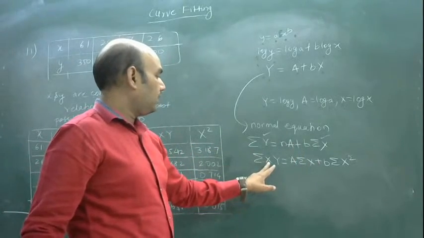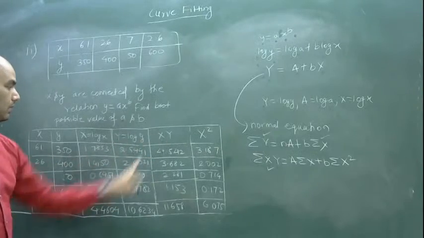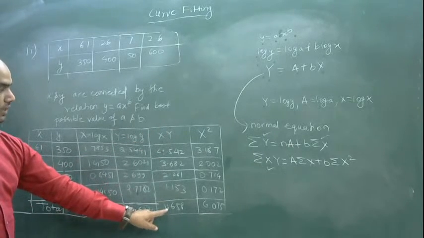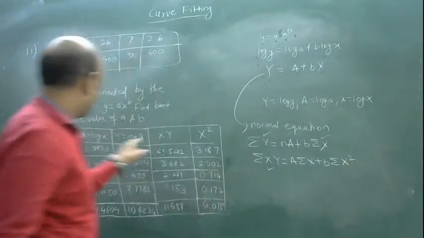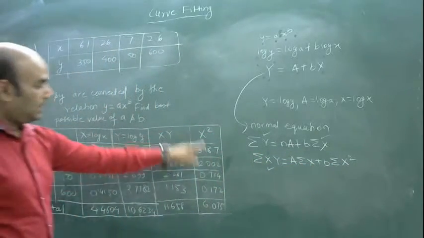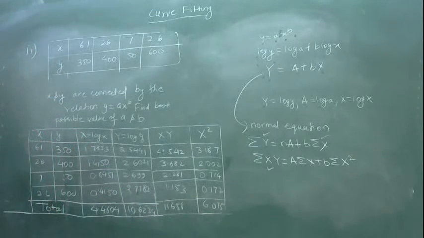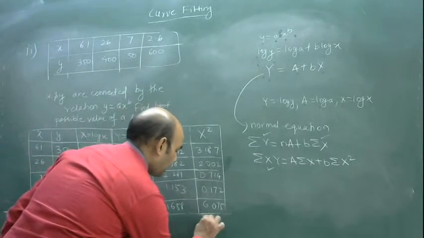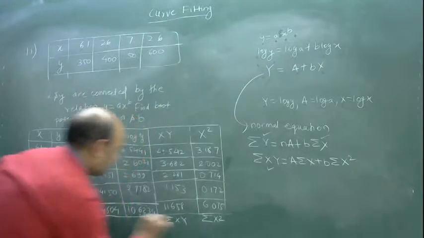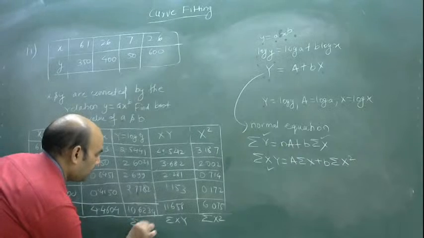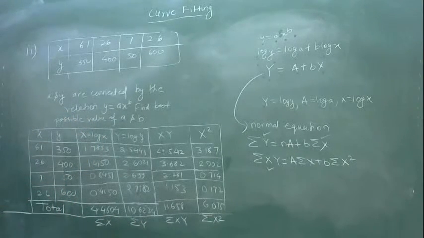Then we have to find XY, so we multiply capital X and capital Y, and this gives the respective values. Summation of XY is this much. Then the last term is summation X square, so we square these terms. So this is summation X square, this is summation XY, this is summation Y, and this is summation X. Now substitute these values here.